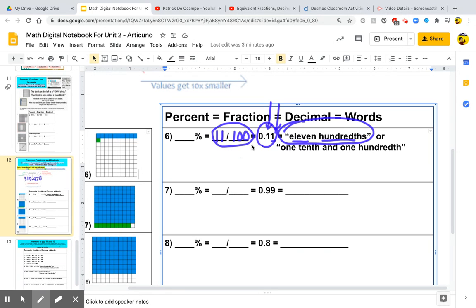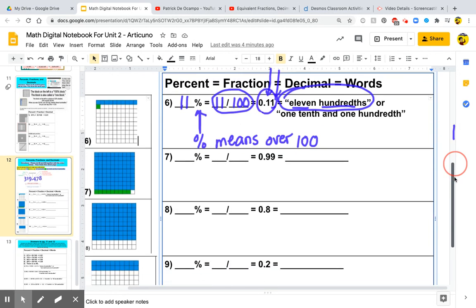Okay. Wait a minute. If this is 11 hundredths, how do we say the percent? Well, 11%. Why? Because percent means over 100, or out of 100, or per 100. All right. I'm going to let you try 7. And the cool thing is you can compare your answers on the next page. Okay. Well, we're now going to go to number 8.